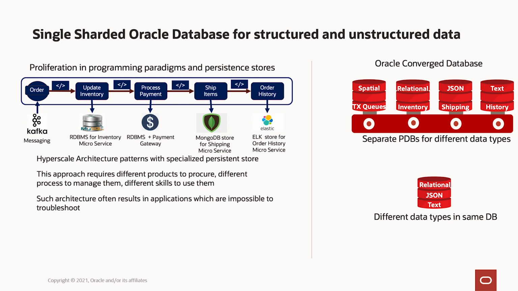So these different data stores require different specialized persistent stores, which you need to procure separately. There is a different process to deploy them, install them, configure them, patch them, upgrade them, manage them, monitor them. They all have different sets of APIs to be able to use them. And when you put an architecture like this together, sometimes when there is a problem, it's really hard to figure out where the actual problem is.